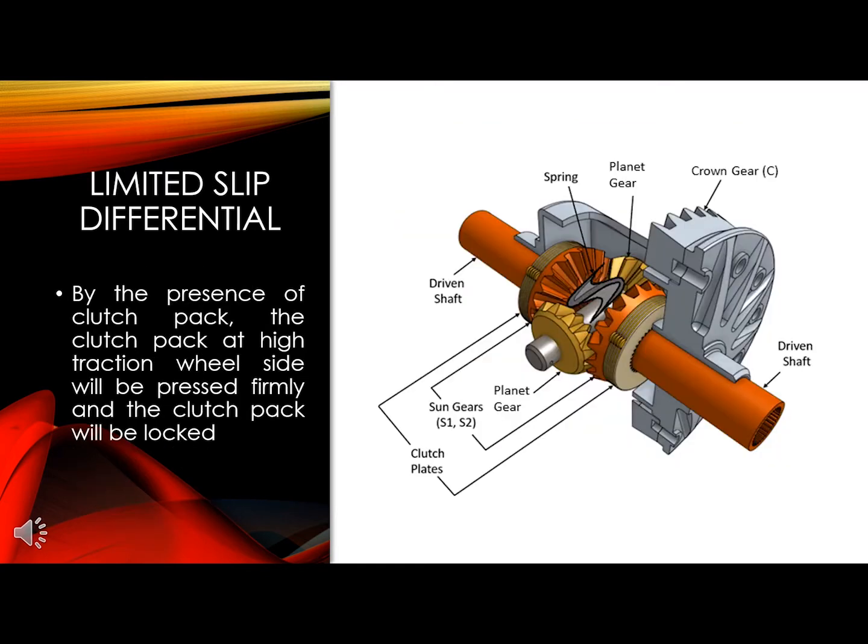The third differential is the limited slip differential, also known as the LSD system. The LSD still has the same layout mechanism as the open differential, which consists of spider gears, differential side gears and ring gear, but it has an additional series of friction and steel plates packed, called a clutch, placed between the side gear and the casing.